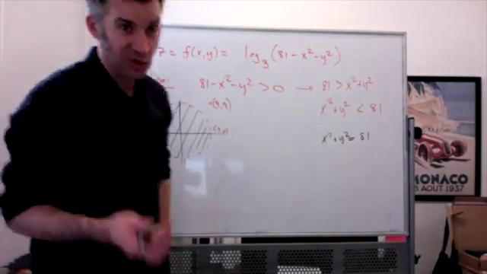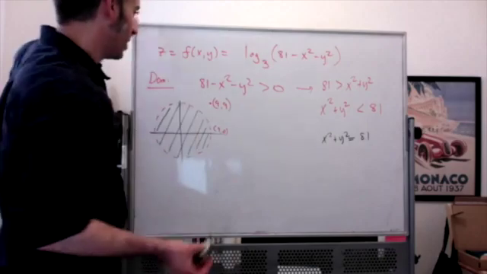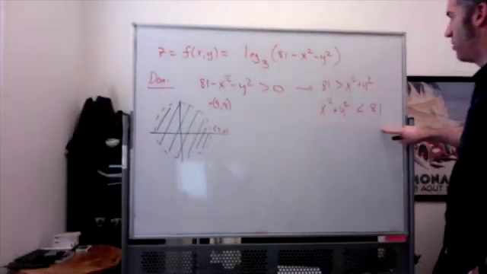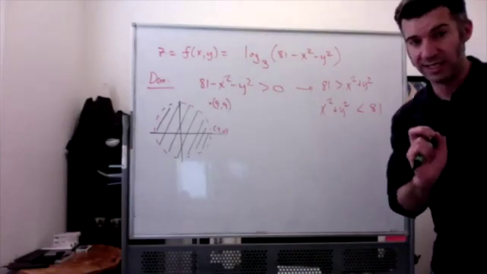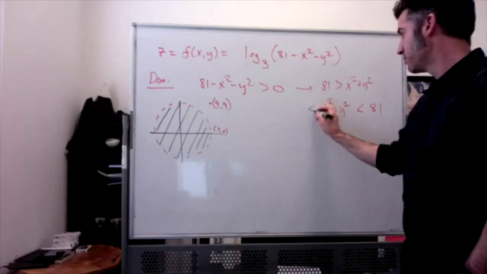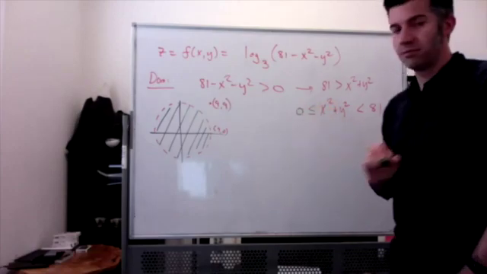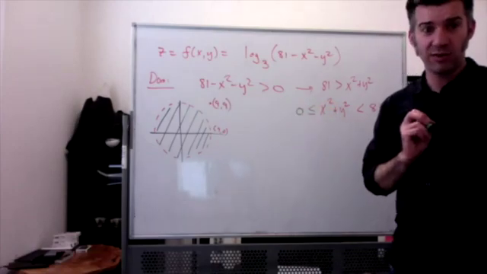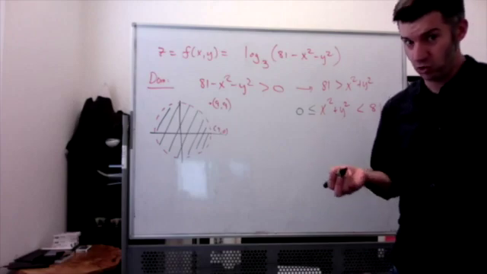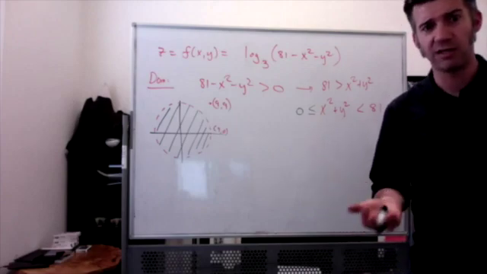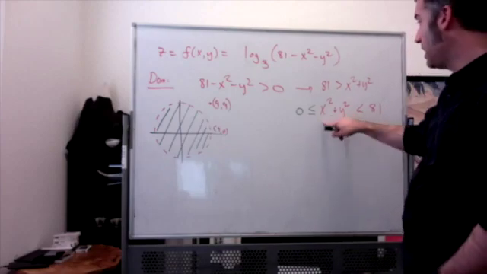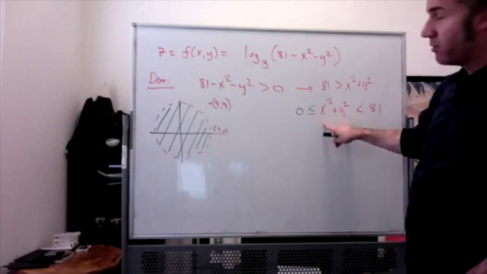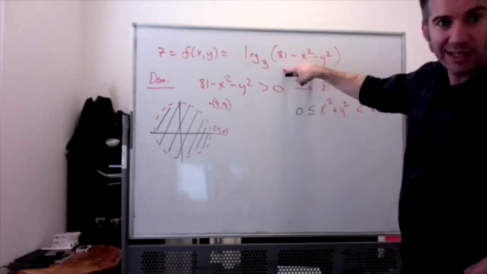So use your domain. There's your domain right there. x squared plus y squared is less than 81. We also know, and this is key, x squared plus y squared is greater than or equal to 0. That's just true, unless you're dealing with imaginary numbers, which we are not. So take this, try and make it look like this.